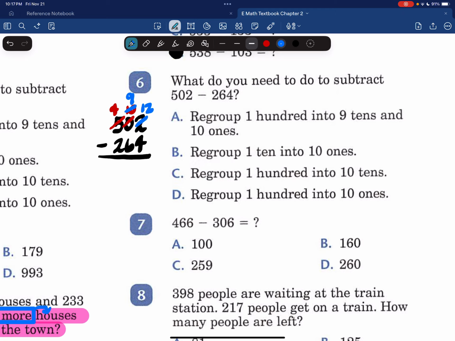So we took this one flat into 9 rods and 10 cubes. The others, we did the others, but we did 2 of them. Okay, so the only one of these that shows 2 regroupings is A.